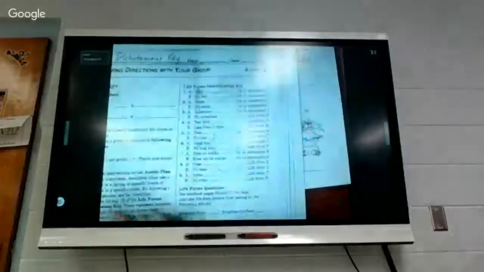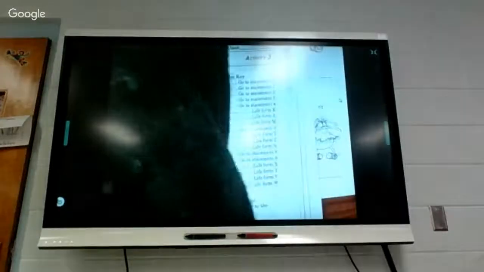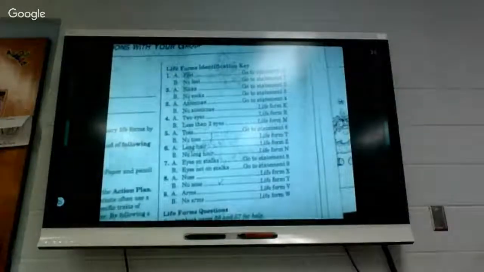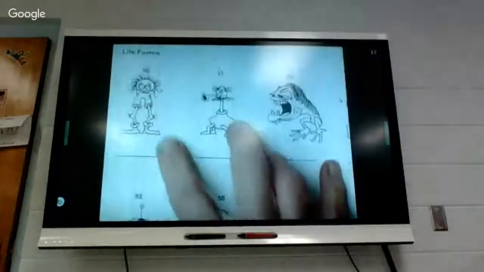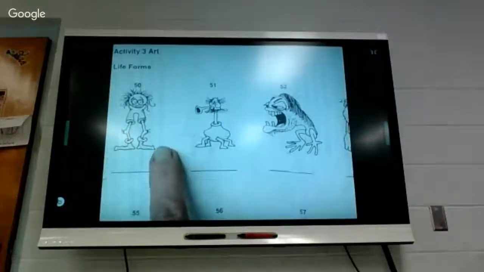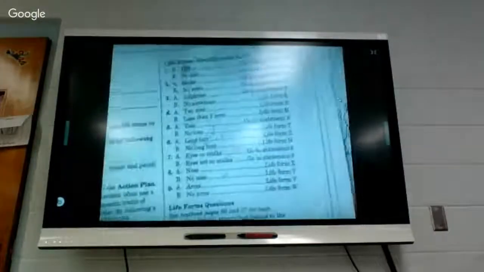All right, so you have a key on both sides. So the key that's up, this is the one we're using. Ignore all this. The only thing that we're going to pay attention to is this dichotomous key right here. So they're going to give you that. And they're going to give you a specific organism. So let's say it's like number 50 up here. Okay, so let's look at this guy. And they'll say, classify this life form using the dichotomous key. So they'll give you the picture, and then you're going to say, okay, here it is.